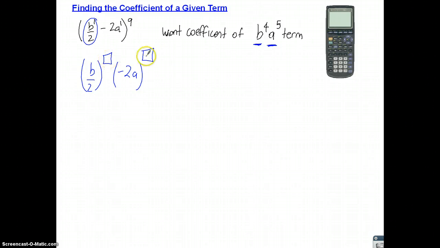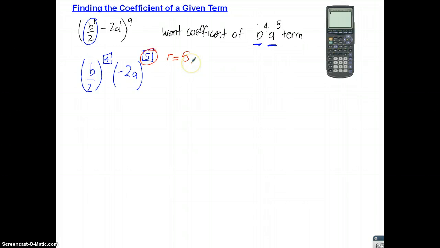Now, keeping in mind that our two exponents always have to add together to give 9, don't they? I think it's pretty clear to see that in this case, the power of b over 2 has got to be 4, and the power of the negative 2a has got to be 5. Okay, now what does this actually tell us? Because of course we've got to find the coefficient. Well, I like to look at this here because this is our r value. We know that r equals 5. That gives us a clue as to which term it is.